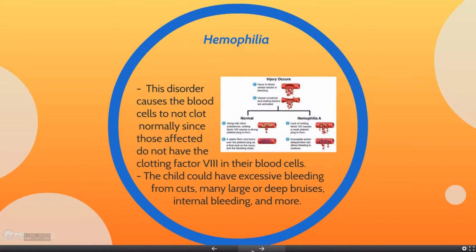Hemophilia causes the blood to not clot normally since those affected do not have the clotting factor VIII in their blood cells. For example, we could look at the picture. We can see that the child has received a cut, so now the body is going to respond to it. In a normal situation, there would be clotting factor VIII in their blood cells to create a barrier and slow the blood flow. However, a person with hemophilia does not have the clotting factor VIII in their blood cells, so they do not have a barrier to help slow the blood flow down, and overall will bleed more than a normal person. With the disorder, the child can also experience many large or deep bruises and internal bleeding.